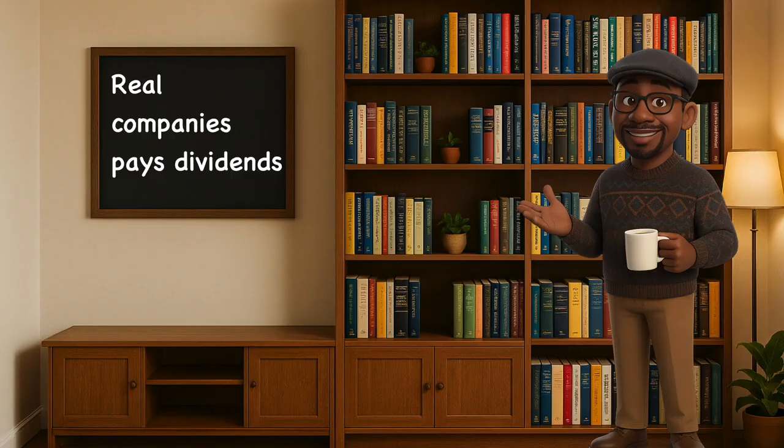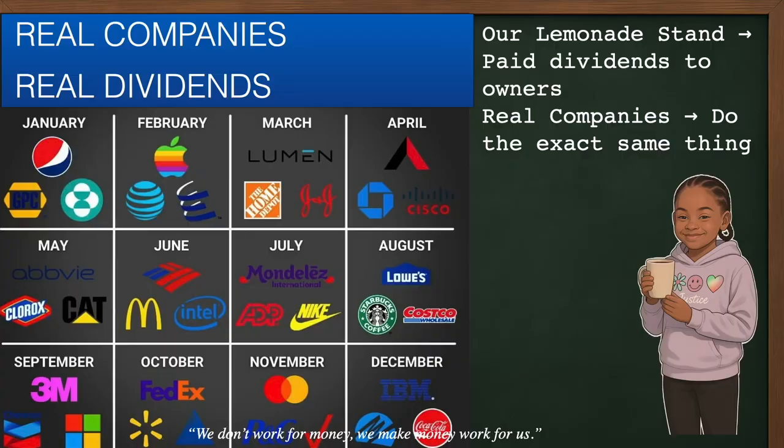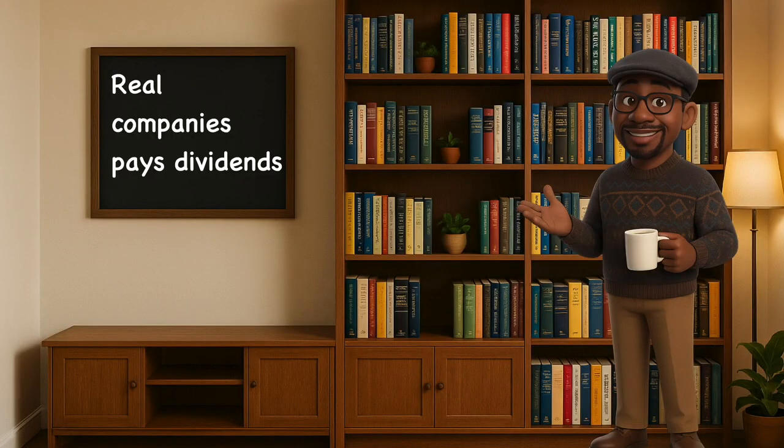Now here's the part most people never learn. Real companies do the same thing. Every 3 months, big businesses all over the world send money to the people who own shares. They pay dividends too, just like your lemonade stand. Now, let's look at one of those real companies.